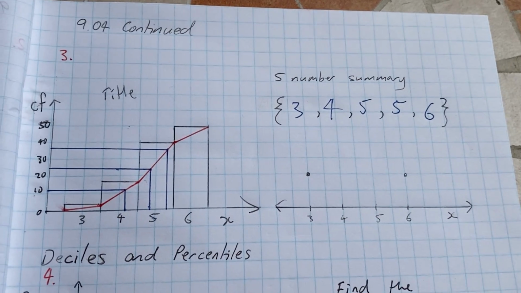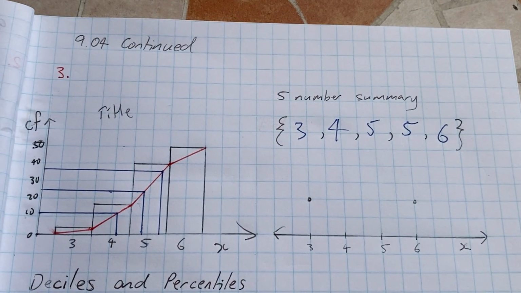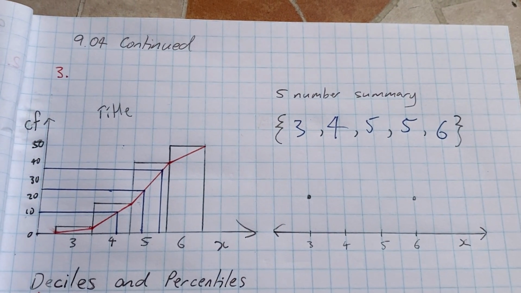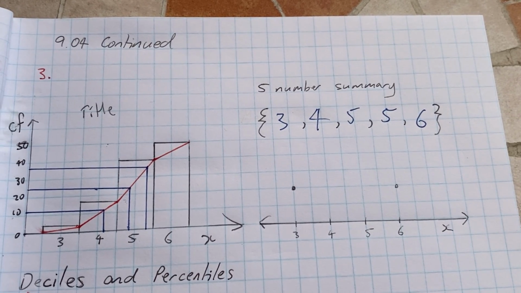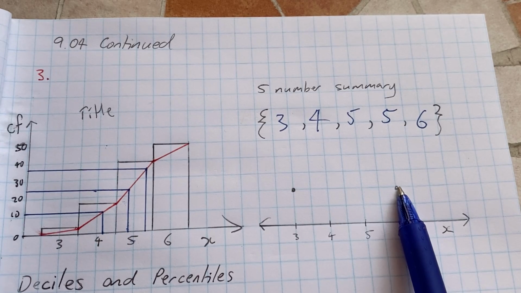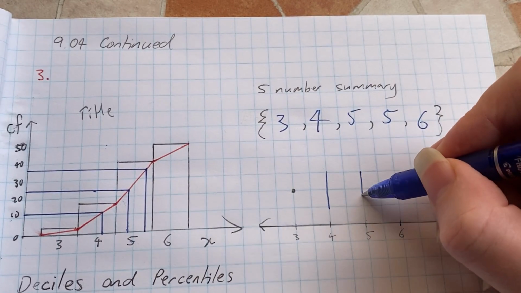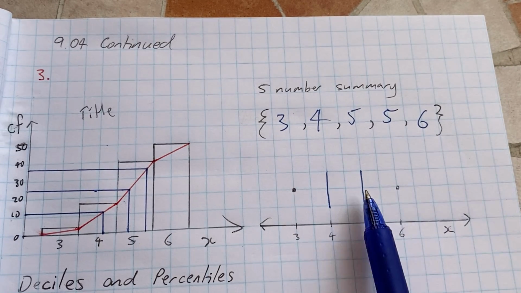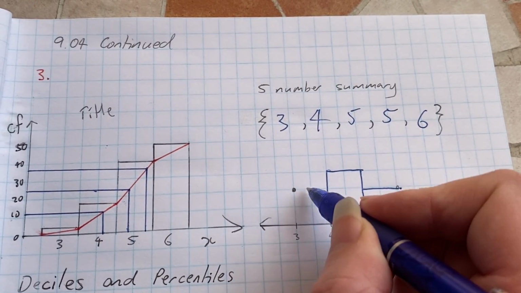Now, in real life, your data probably would be a lot more of a bigger range, or maybe this graph wouldn't be the most appropriate one to use for this kind of data. So let's have a go anyway. So 3 and 6 I've already marked, 4, 5 and 5. So there's 4, has 5 and also 5. So they're in the same place. So my box and whisker plot ends up looking like this.